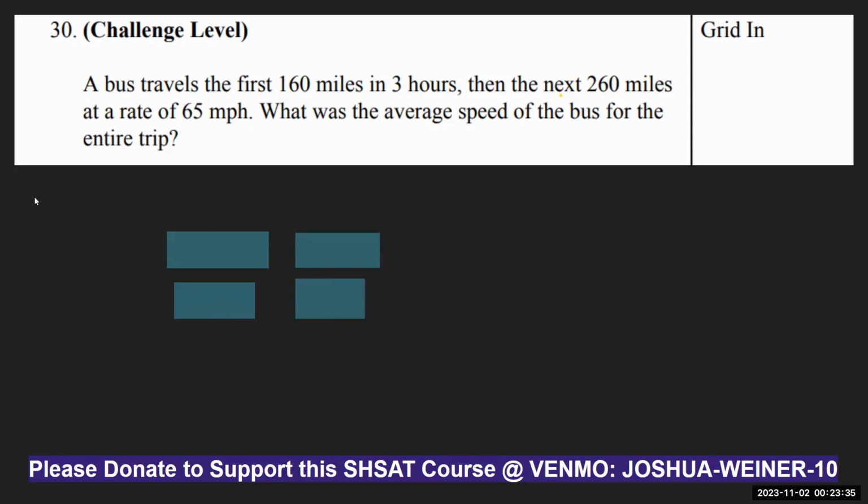Good question. Let's see what's going on here. So I'll make a fraction for part 1 of the trip and a fraction for part 2. So the total distance is 160 plus 260. That's the distance. But if we want to know the amount of time that the bus is traveling. So 160 miles for 3 hours. But we don't know how many hours it is for the 260 miles, but we do know the rate. So 260 divided by 65.